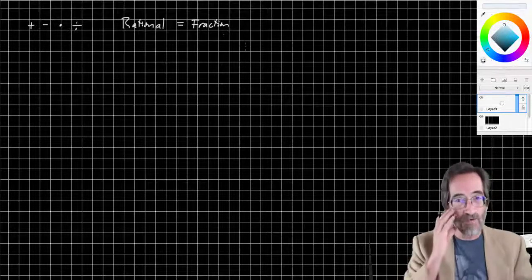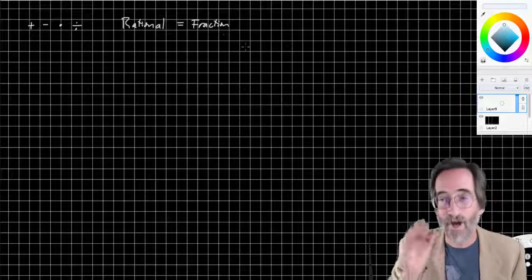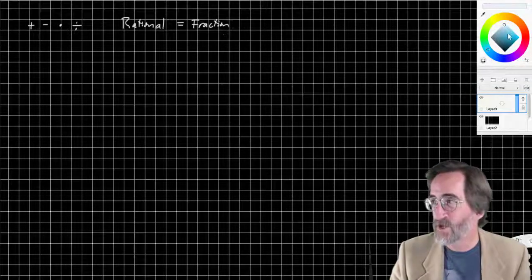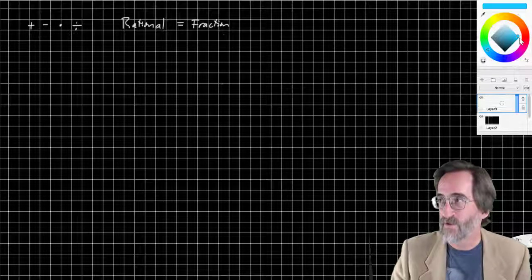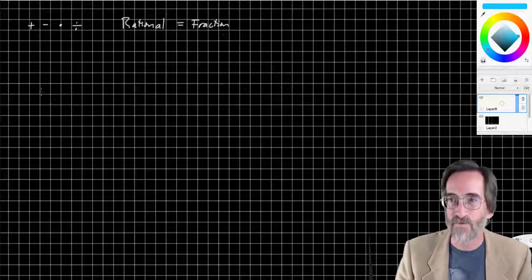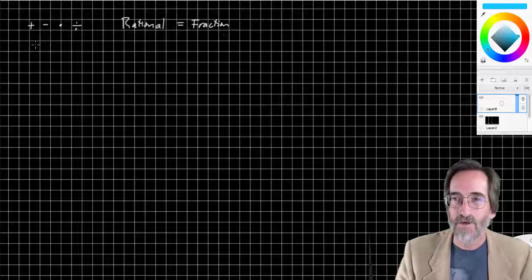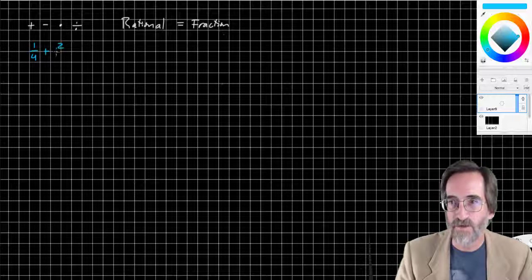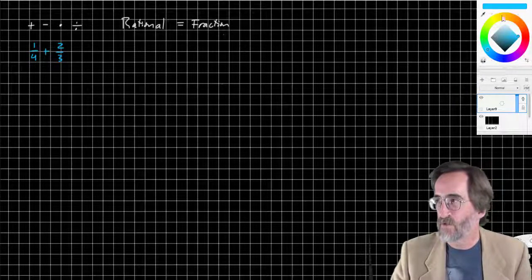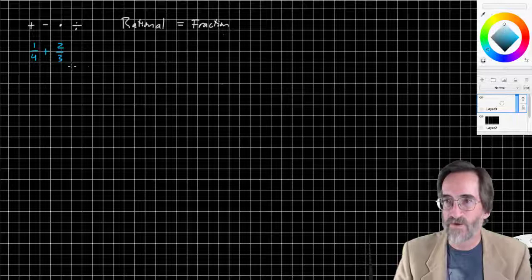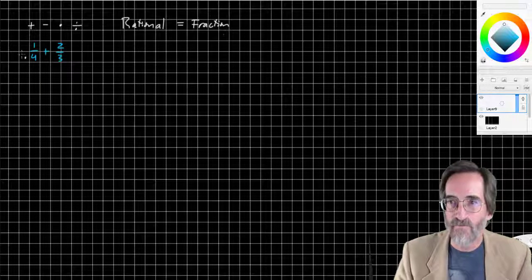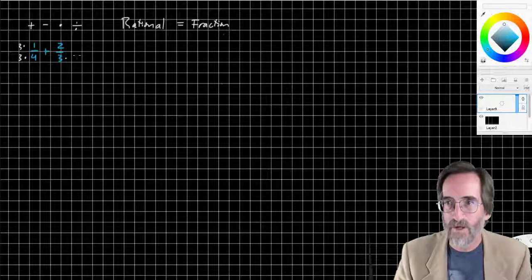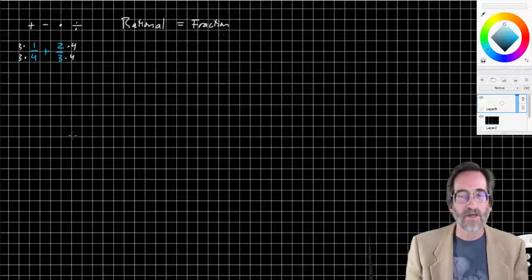For this purpose, we need to review a little bit how to add, subtract, multiply, and divide fractions, because we apply the same concept to rational polynomial expressions. So let's review. Let's say we have 1/4 plus 2/3. I'm going to use a simplified version here. I'm going to multiply the left-hand fraction by 3 on top and bottom, and the right-hand fraction by 4 on top and bottom. You recall the idea of getting a common denominator.